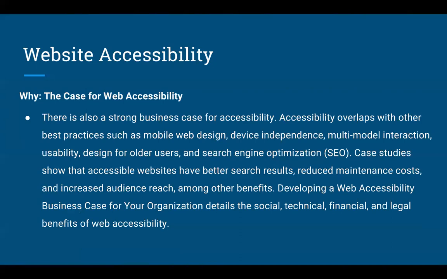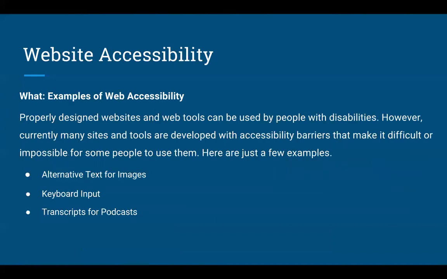Accessibility overlaps with other best practices such as mobile web design, device independence, multi-modal interaction, usability, design for older users, and search engine optimization, that is SEO. Case studies show that accessible websites have better search results, reduced maintenance costs, and increased audience reach, among other benefits. Developing a web accessibility business case for your organization details the social, technical, financial, and legal benefits of web accessibility. And then we have the what.